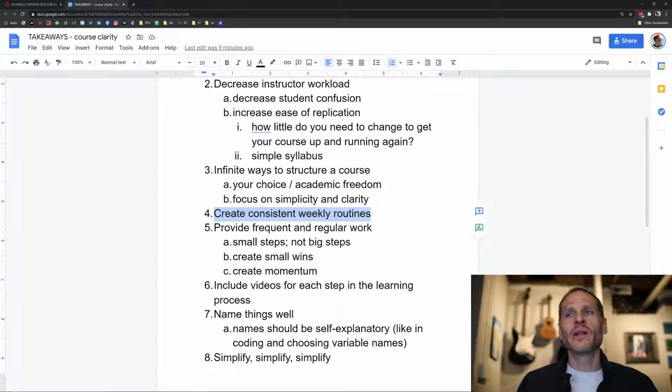So the next thing you want to do with students in online classes is provide frequent, regular, and small amounts of work, right? So you want them to keep getting small wins. If they have massive mountains they're going to climb, that can be discouraging. It doesn't create forward momentum. That's so big. I don't want to have to do that 20-page paper.